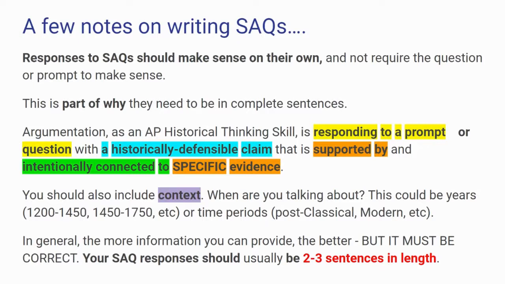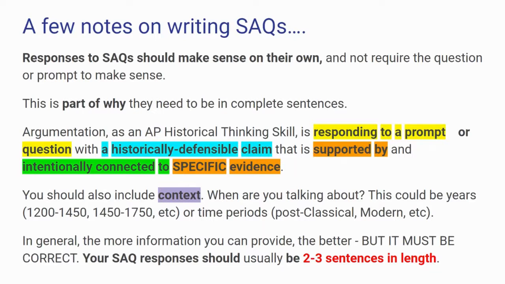Your response to an SAQ should make sense entirely on its own. In other words, you shouldn't need the question there for the statement to make sense. So when you're answering the question, you're not just answering the question, you are making a claim and supporting a claim. So that claim should be standalone and not have anything implied in it. In other words, you can't just say it is this, because that's not a standalone sentence. You need the question for it to make sense. That's part of the reason why it needs to be in complete sentences, okay?